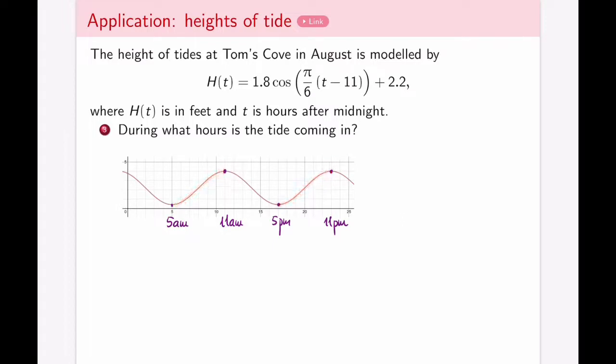So for both of these regions, what is it that I can say about the derivative? If the tide is coming in, it means that the rate of change of height of the actual tide is positive, which means, of course, that the derivative on these regions at any point between 5 a.m. and 11 a.m. and 5 p.m. and 11 p.m. is in fact going to be positive.